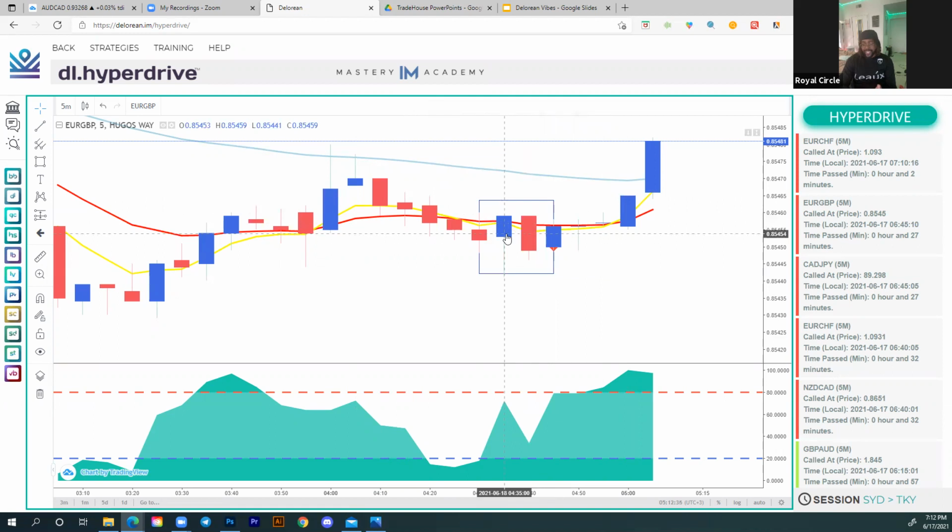Like I said, Delorean already does the first 2 steps for you. So let's just go over it so you see it in person. Question number 1 is bigger. Is the second candle larger than the first candle? Yes or no?